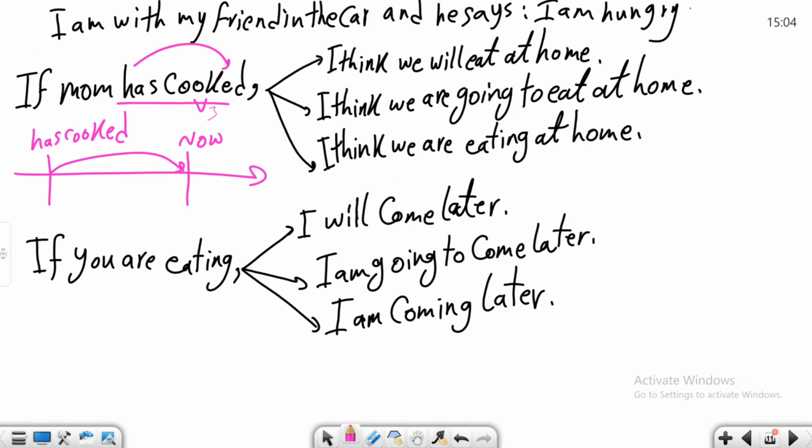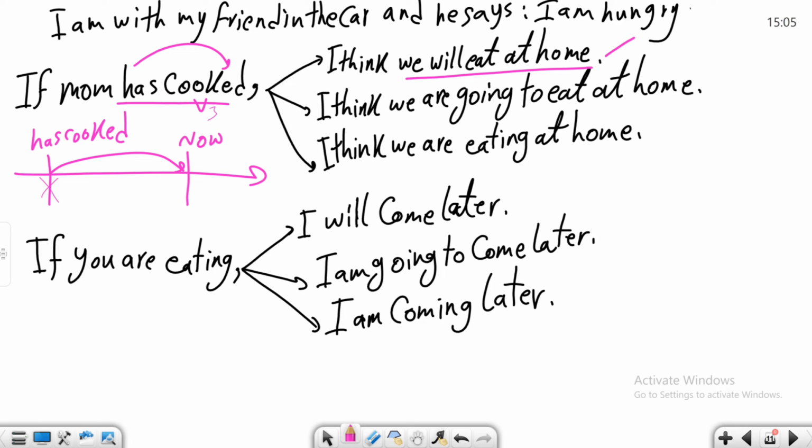I tell you here, we don't care when the verb happened. We don't care when my mother cooked. We care for the result of the verb. Present perfect concentrates on the fact that the verb has a result. My mother cooked in the past, and the result is there is food. So if my mother has cooked means cooked in the past and there is food now. The result, if there is a result, I think we will eat at home.